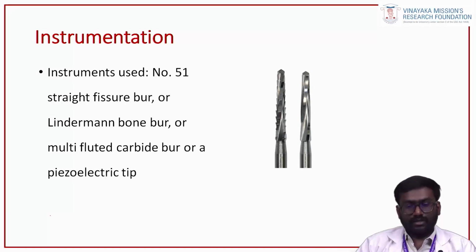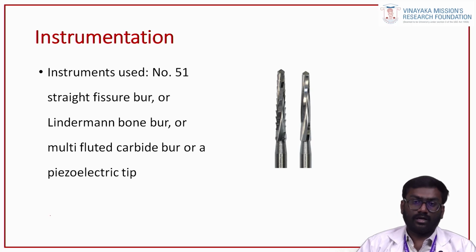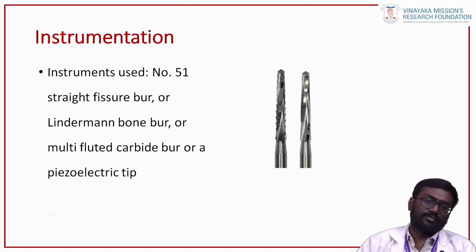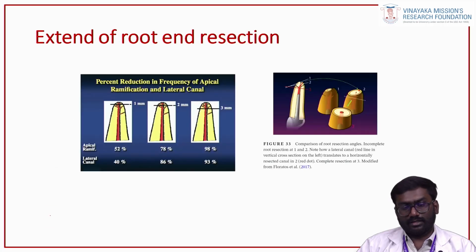So the first is instrumentation. Ideally, the number 51 straight Fisher bur, a Lindemann bur, or a multi-fluted carbide bur can be used. If you have access to a piezoelectric tip, it is very good, and you can straight away use that. Otherwise, if your piezoelectric unit is not available, you have to opt for burs. So three burs can be used: a straight Fisher bur, a multi-fluted carbide bur or a Lindemann bur. These are the instruments used for root end resection.